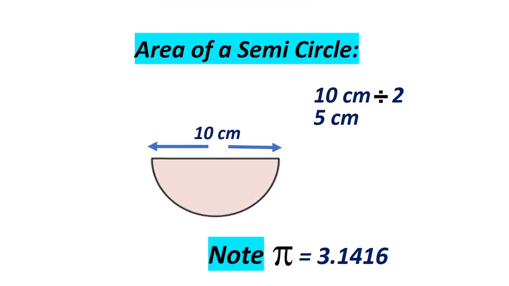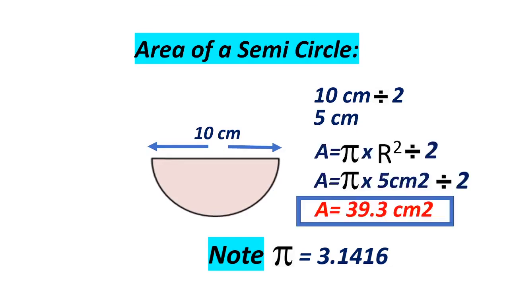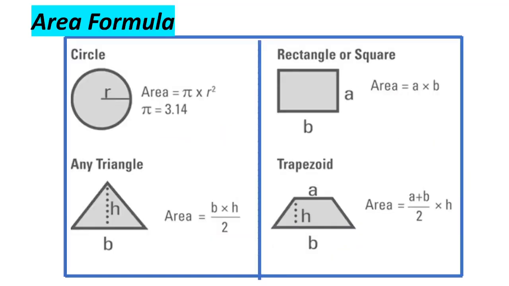Our next example is area of a semicircle. The diameter is 10 centimeters divided by 2 equals 5 centimeters. By using the formula, A equals pi r squared divided by 2. Area equals pi times 5 centimeters squared divided by 2. Area equals 39.3 centimeters squared. Please look here for your additional reference.